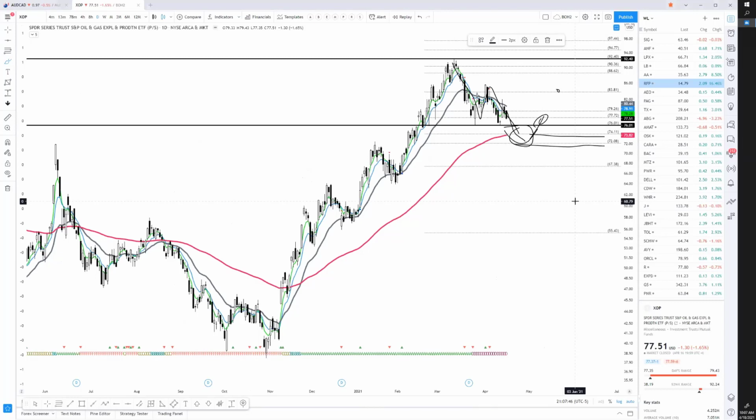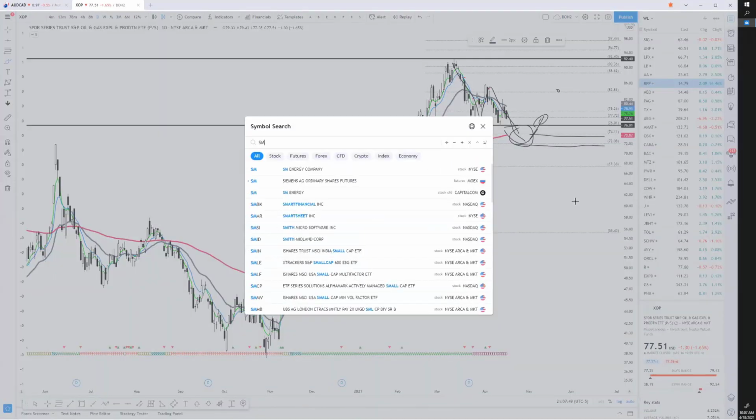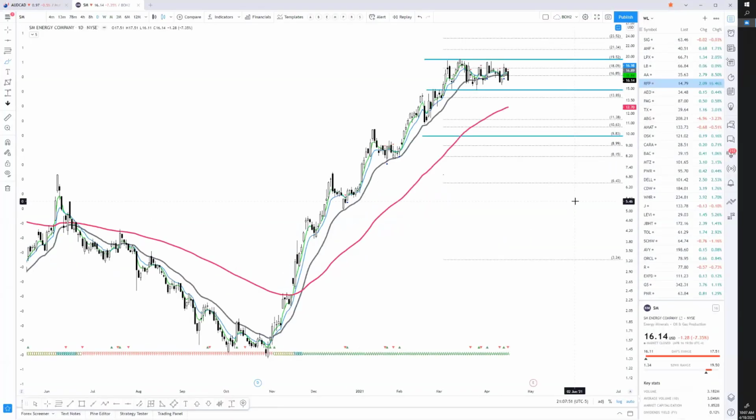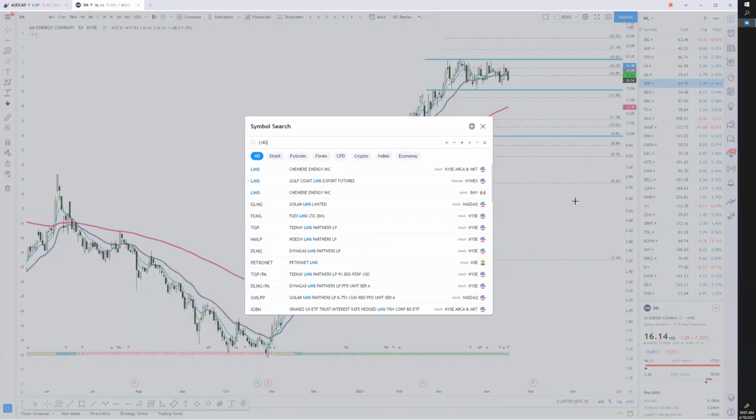Tama ba to? SM ba? Tama, di ba? SM is an energy company. Ito medyo distributive yan yung structure niya. Hindi ko kilala yung mga oil company. Sino ba si Chevron?